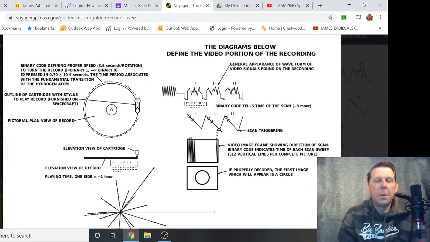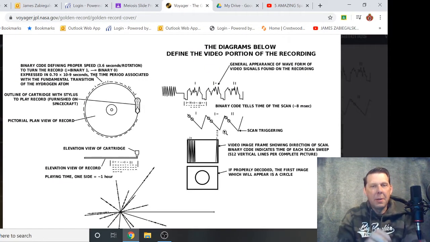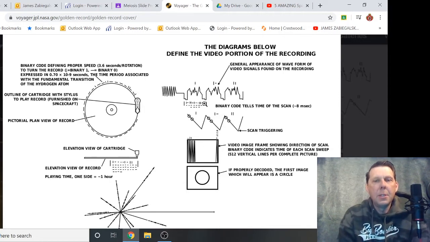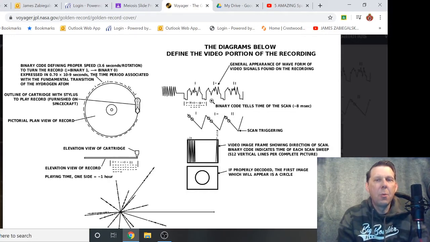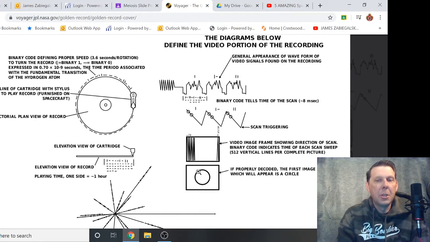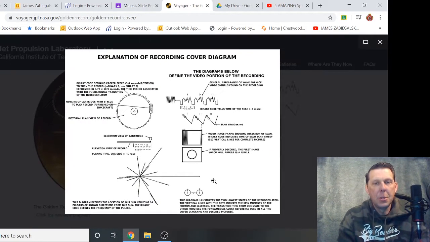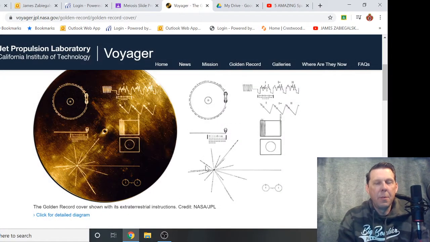On the other side of the record were images. Now they were embedded in sound waves, and this right here tells the person who is trying to play the record how to convert the sound waves into images. This is pretty complicated, so we won't get into all that. But basically, if you convert the peaks and the valleys of the sound waves, you will get an image. And if you decode it properly, the very first image you should get would be a circle. So that's the little information behind those diagrams.